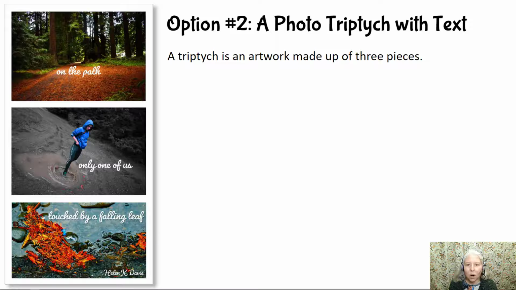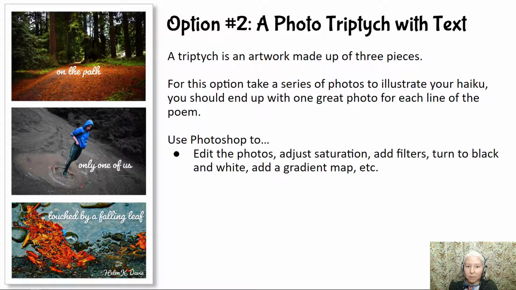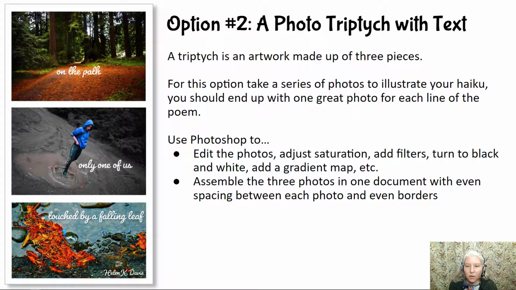A triptych is an artwork made up of 3 pieces. For this option, take a series of photos to illustrate your haiku. You should end up with one great photo for each line of the poem. Use Photoshop to make whatever technical or creative adjustments you need. And assemble the 3 photos in one document with even spacing between each photo and even borders.